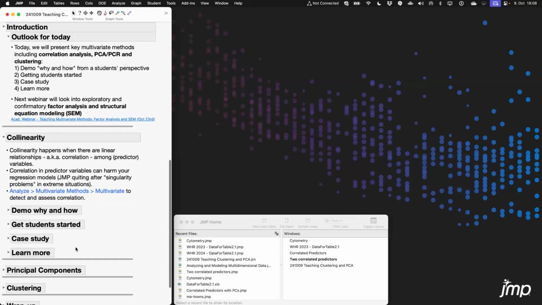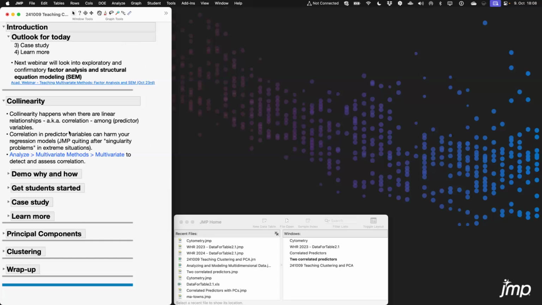So let's start with the first topic, collinearity. That happens when we have linear relationships, also known as correlation, among our variables. This can be just in one group of variables, unsupervised, or if we are talking about model building, in a supervised scenario, then we would consider the predictor variables here. So collinearity in the predictor variables.